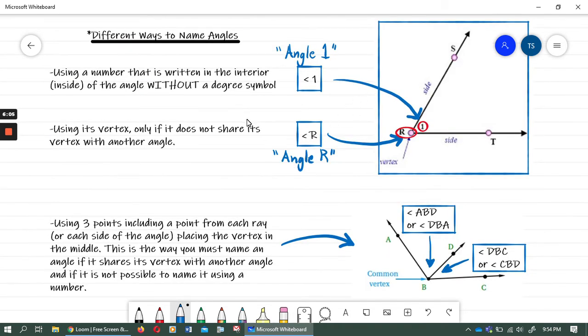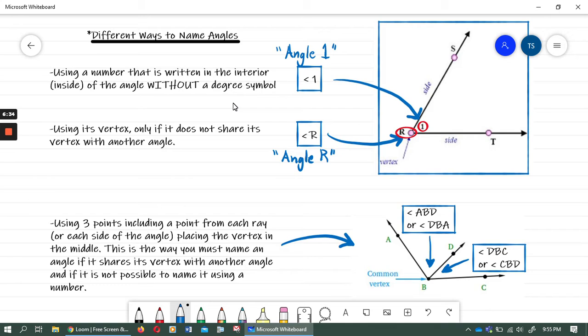Okay, all right, so guys, again, the different ways that we can name angles. The first way, or one of the ways that we can name an angle, is by using a number that is written in the interior, and of course by interior we mean written on the inside of the angle.